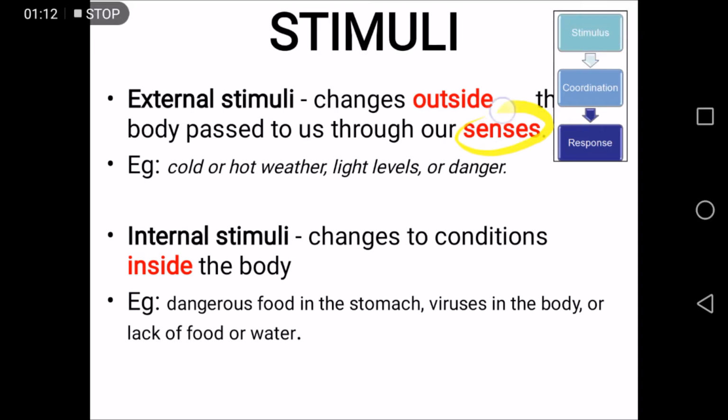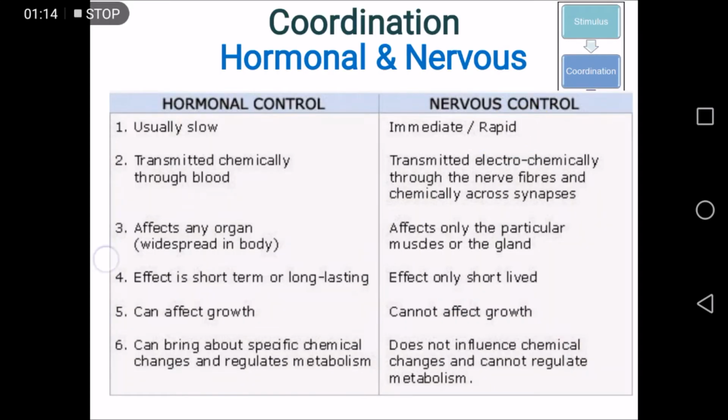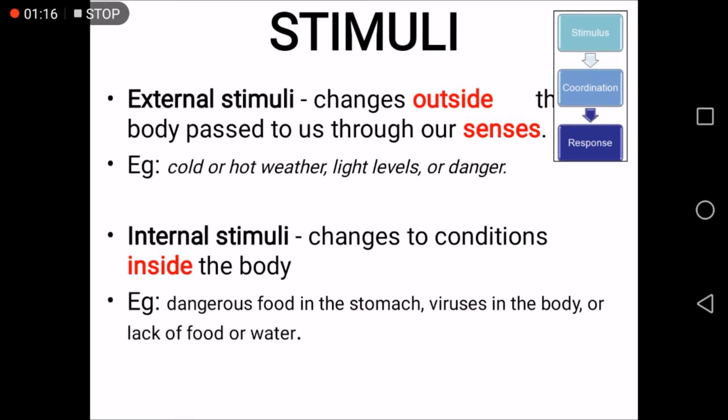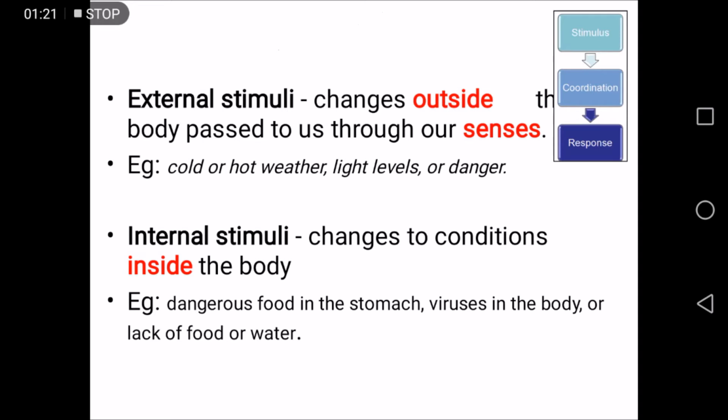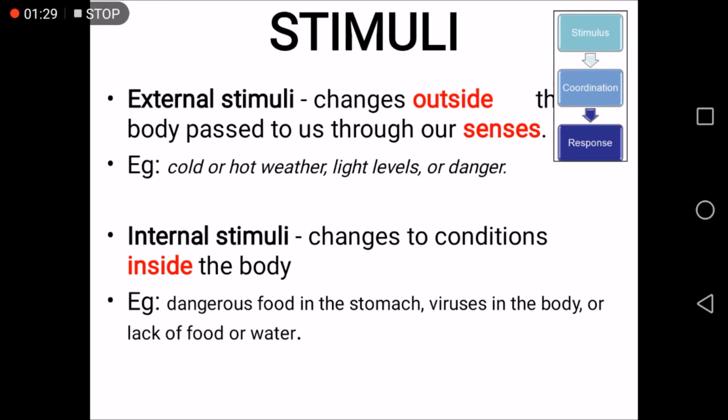Examples of the stimulus from outside are the weather, or the light, or the danger that we see, or something that we hear. All the five senses that you have known are responsible to take in the stimulus, or to receive the stimulus from outside.